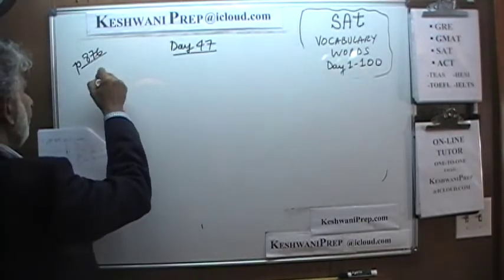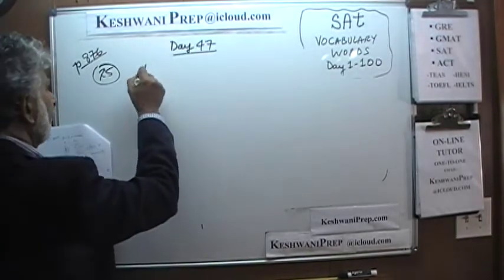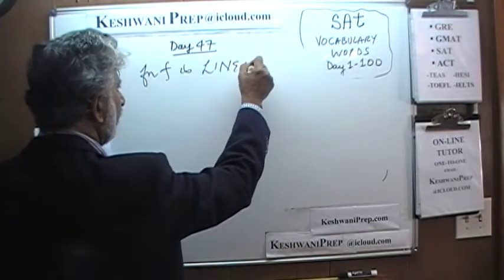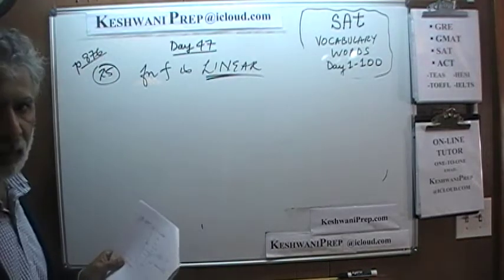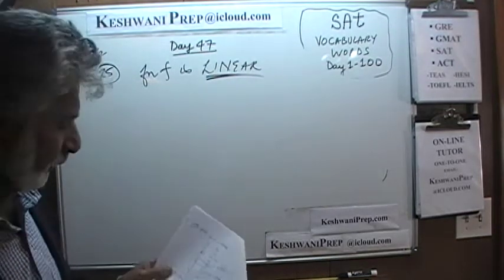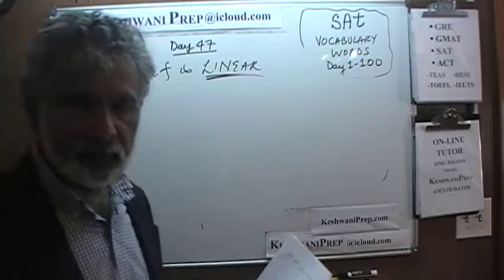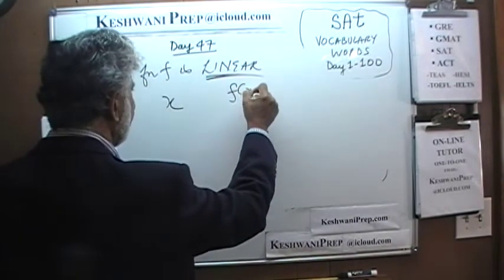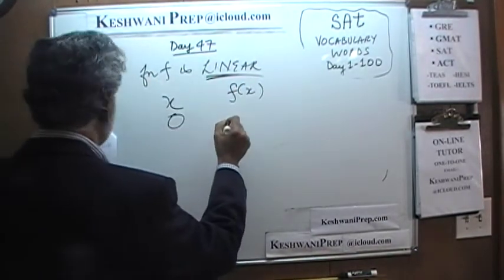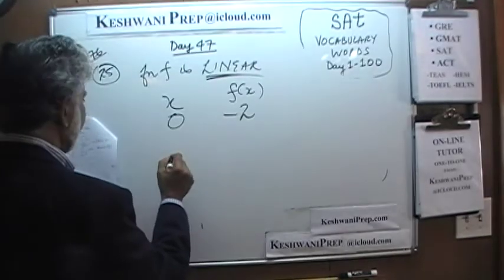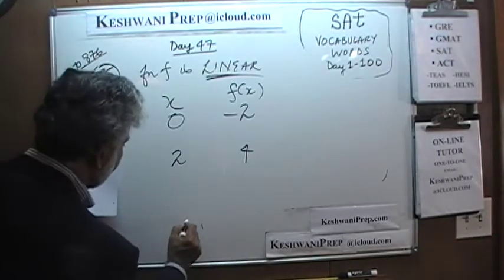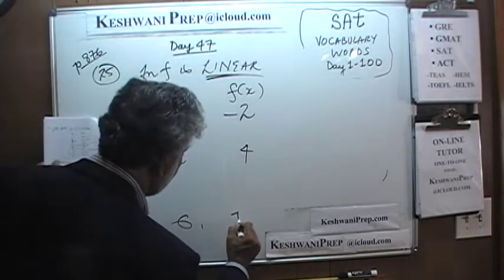24. Number 25 gives us a function f, which we are told is linear, which is very important to keep in mind. In other words, it always goes up by the same amount each time. When x goes up by 1 unit, the value of the function goes up by the exact same amount because the slope is constant. We are told when x is 0, the value of the function is -2. When x is 2, the value is 4. When x is 6, the value is 16.